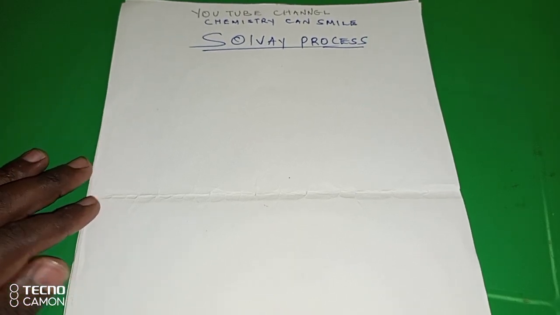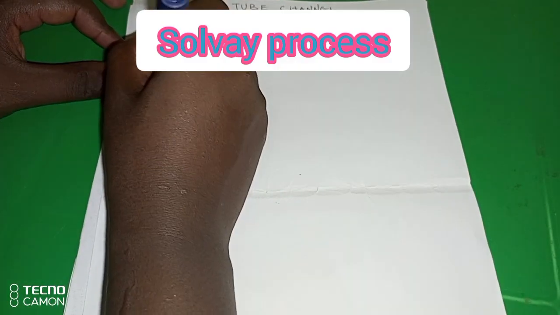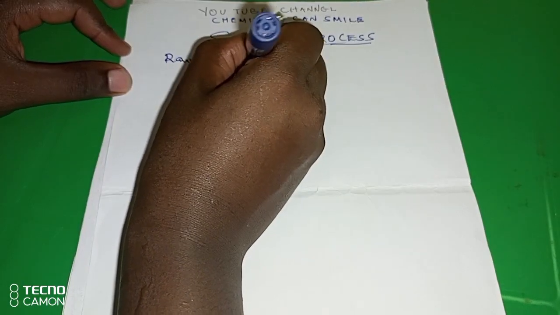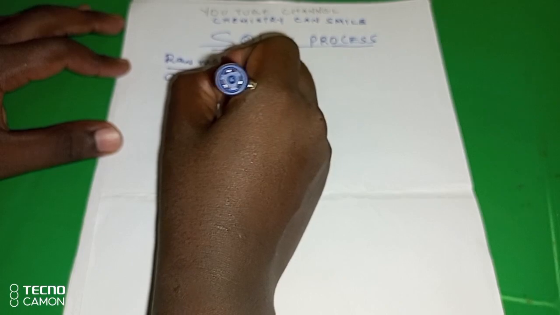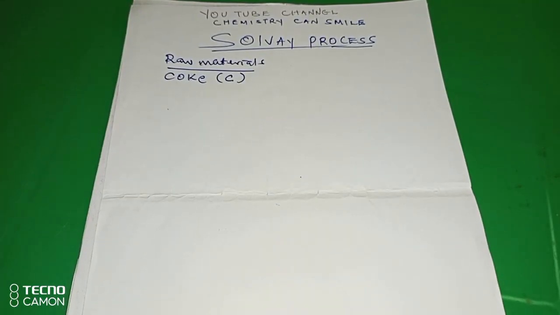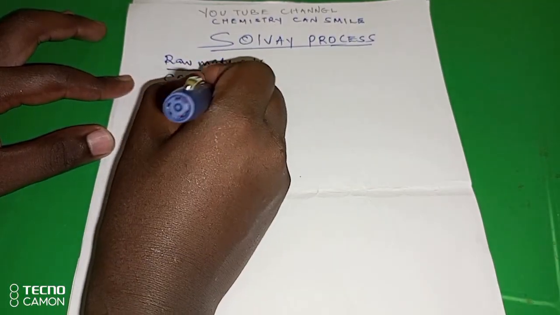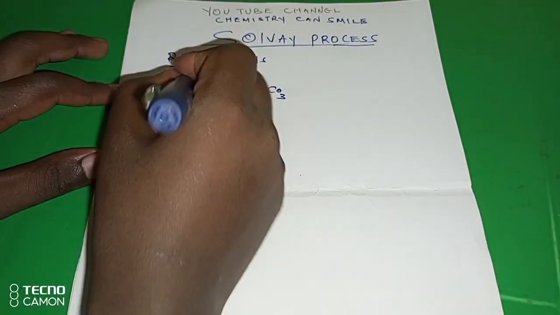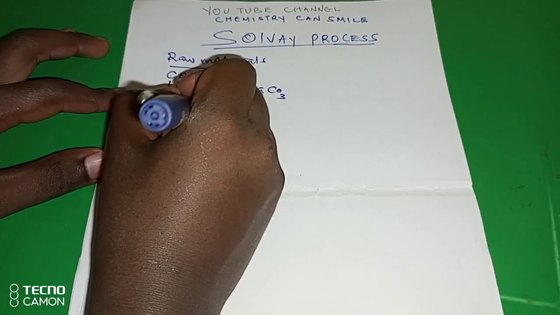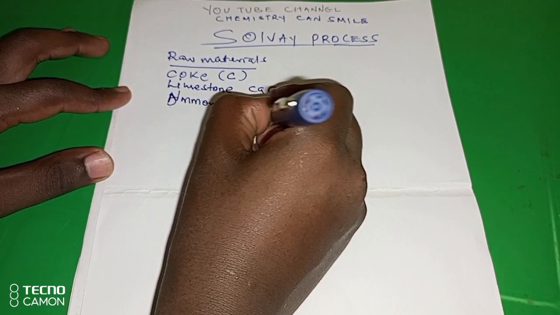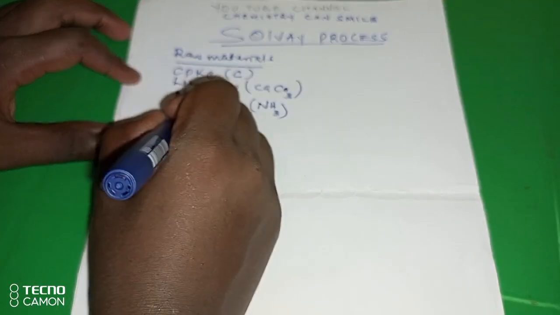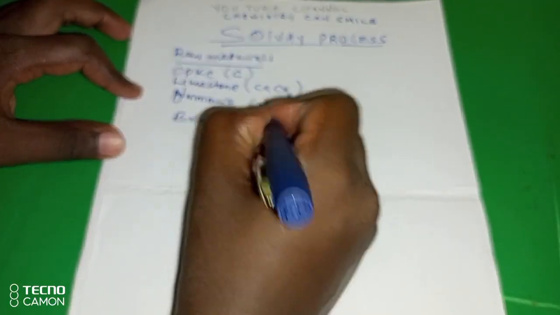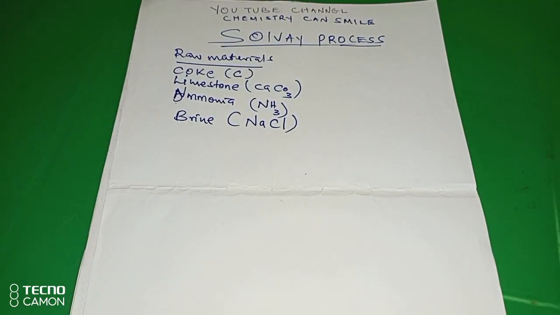So when we talk about the Solvay process, we have the raw materials, which include coke, or carbon, limestone, which is the calcium carbonate, ammonia, and brine, which is concentrated sodium chloride.